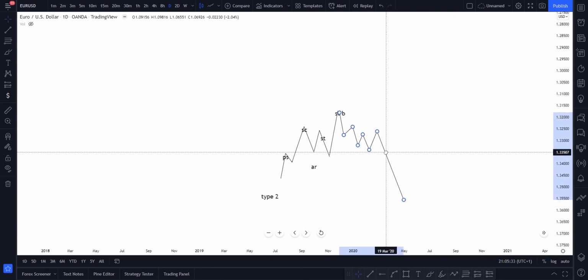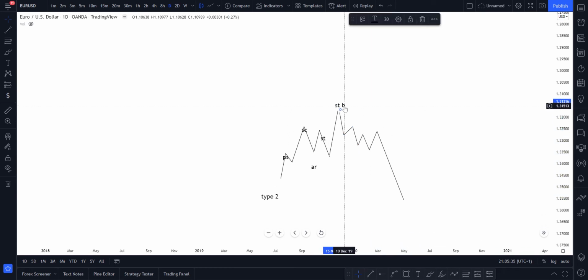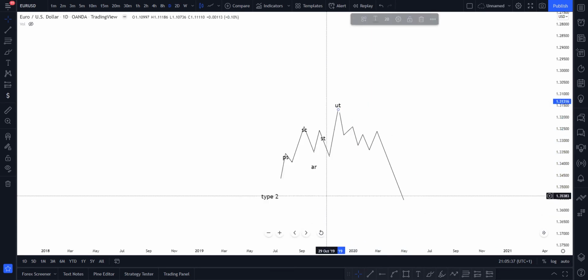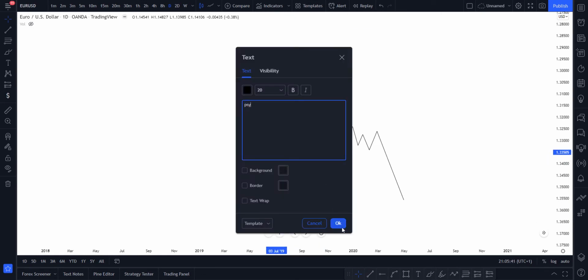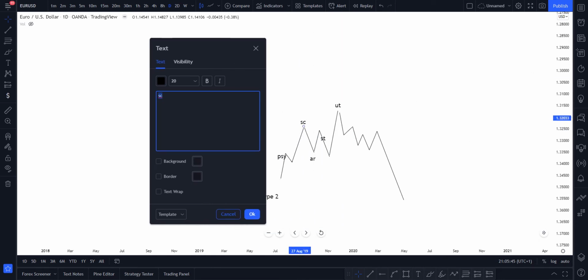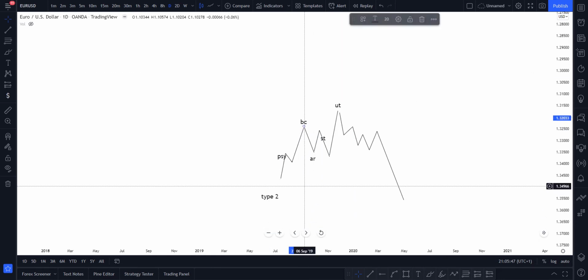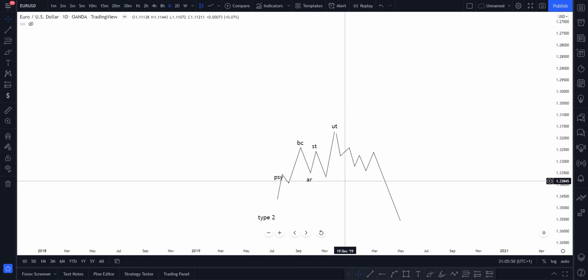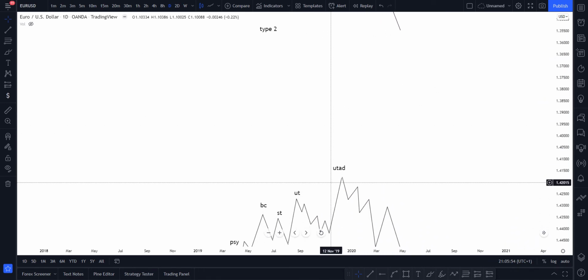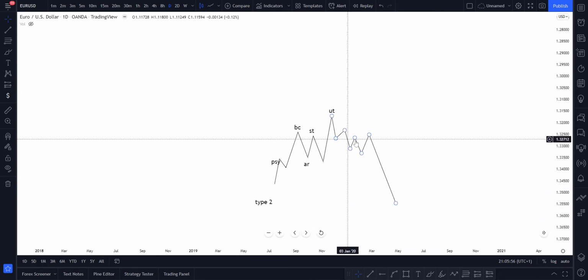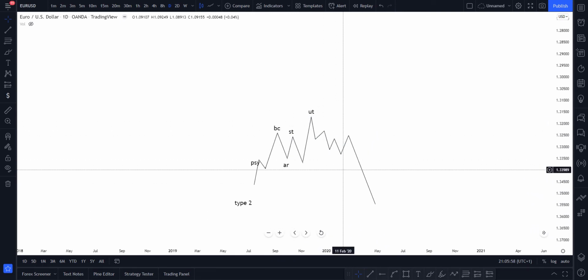All right, same thing. Again, we're going to change the names. This is the UT automatic rally. This is the PSY. This is the BC, or the buying climax. Then we have the SD, and as you can see, this is the UT. Basically the same thing. I know I went with the harder part first, just so you can understand the second type, which is an easier one.